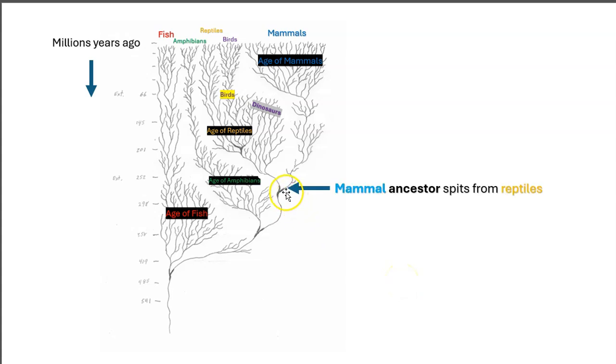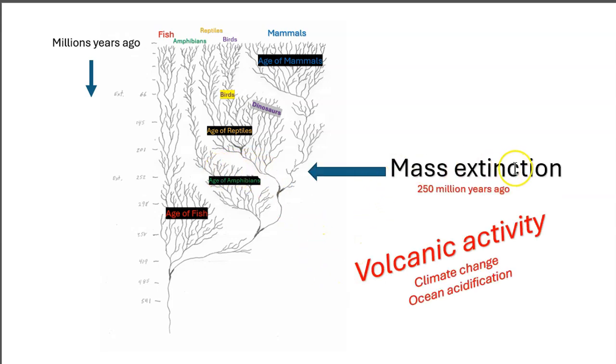So reptiles could expand their range. And then later we have the branching off of the mammal ancestor from the rest of the reptile part of the tree. And at this point, around 250 million years ago, there was a catastrophic event. You might see the effect of it here. So the amphibian part of the tree gets kind of trimmed a little bit here. And what was this event? It was a mass extinction event.